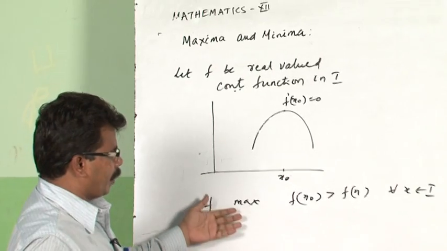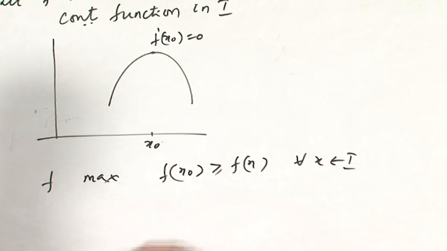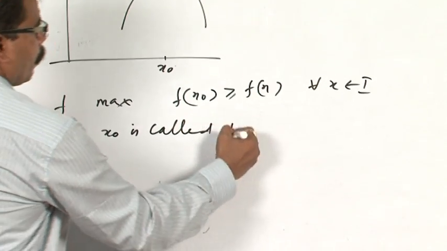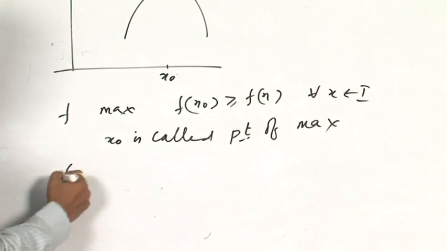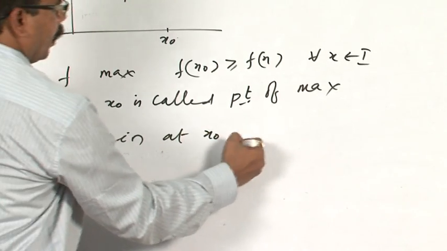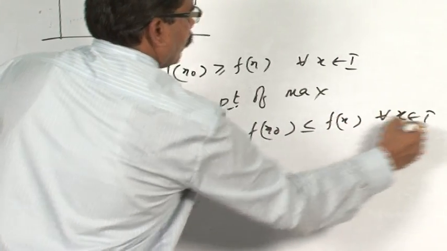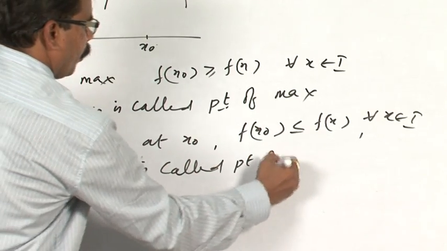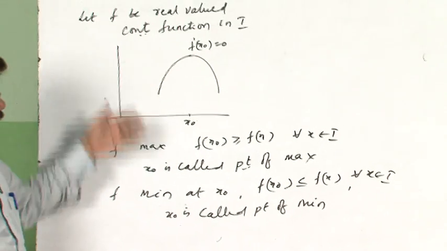So, the function f is said to have a maximum if f(x naught) is greater than f(x), sometimes you can write equal also, no problem, for every x belongs to I, and this x naught is called point of maximum. Similarly, f is said to have a minimum at x naught if f(x naught) is less than or equal to f(x) for every x belongs to I, and this point x naught is called point of minimum. So, in this way we can find the maximum of a function and the minimum of a function.